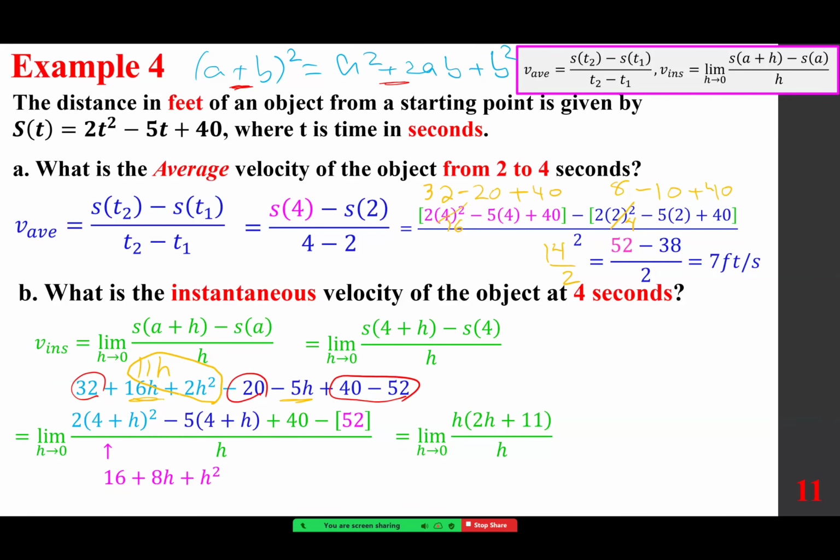Take the h out. And remember, when we get 0 over 0, and that's the case here, the problem is the 0 in the denominator. You're hoping to get rid of it. It does happen. Now, if you replace the h with 0, you get 11 feet per second. As far as the units are concerned, they are the same units. This is delta s over delta t. This is ds over dt. So in both cases, ultimately, it's a change. Either average rate of change, or instantaneous rate of change.